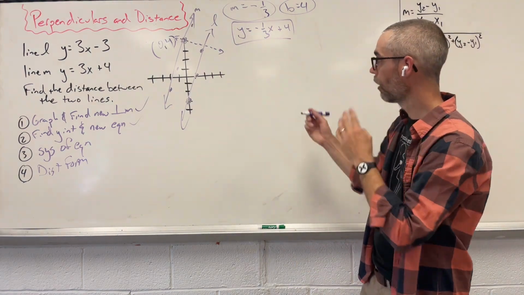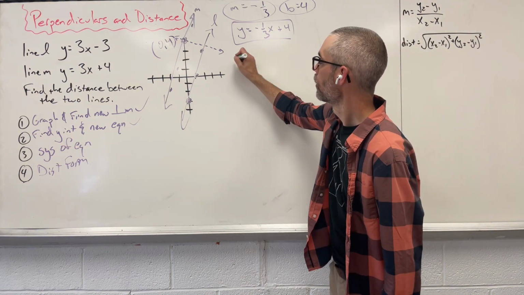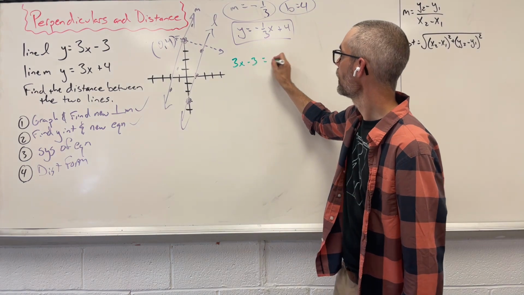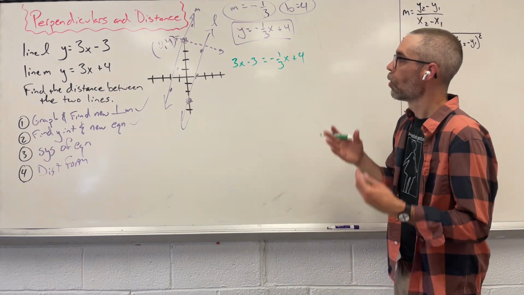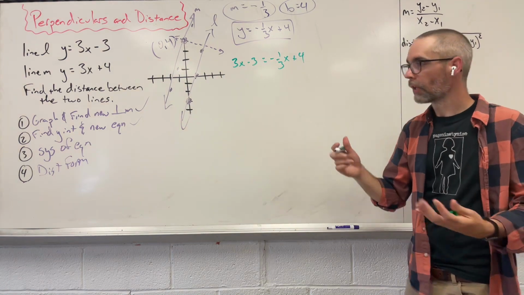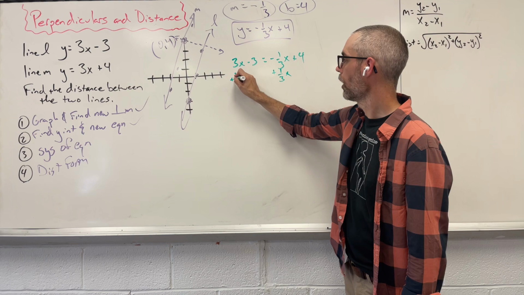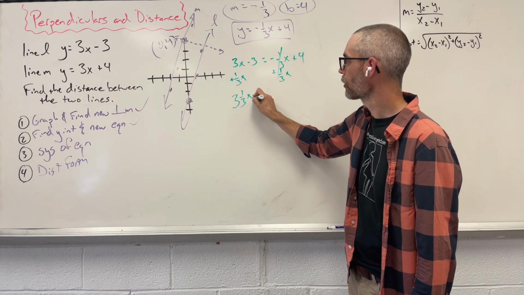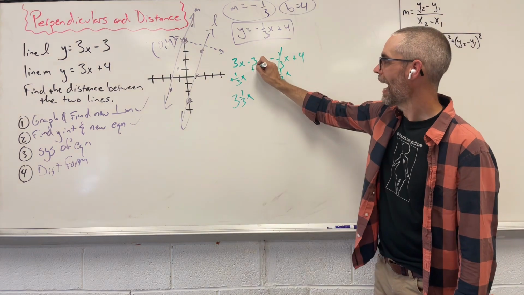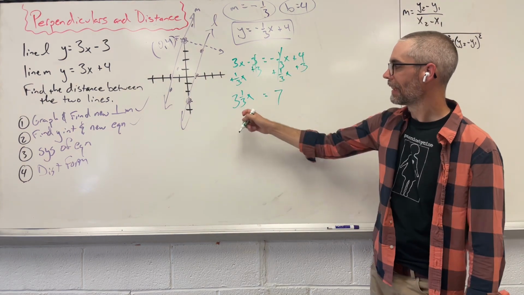So equation L is going to give us, let's try a new color now, 3x minus 3 equals negative 1/3 x plus 4. Set them equal to each other. Now let's solve. I'm going to add 1/3 x to both sides. We're left with 3 1/3 x. We'll come back to that. Add 3 to both sides, equals 7.